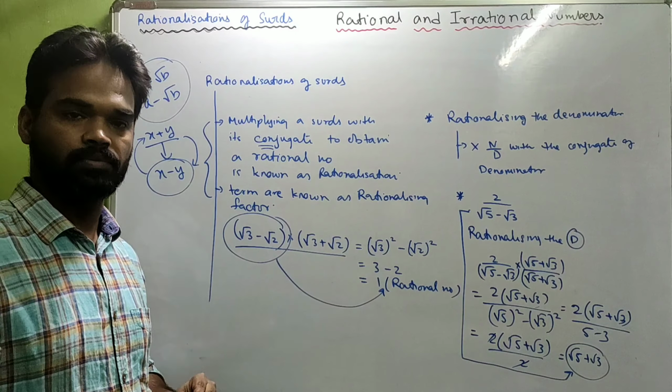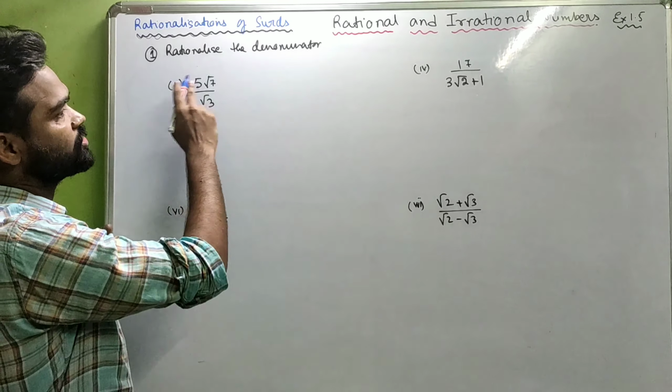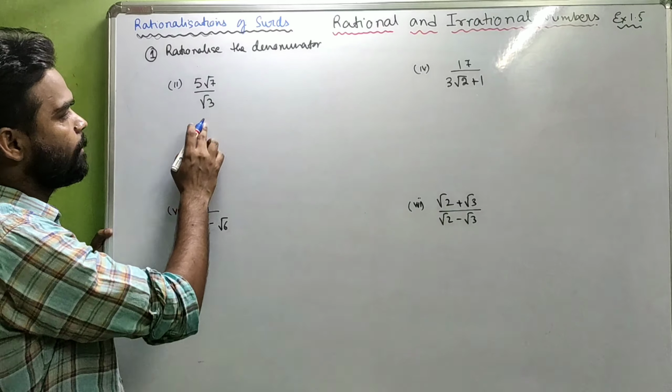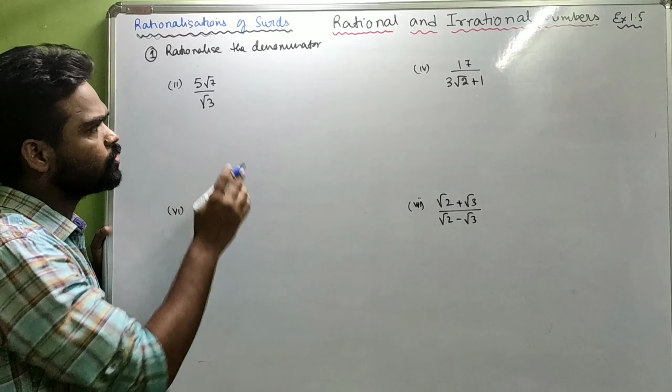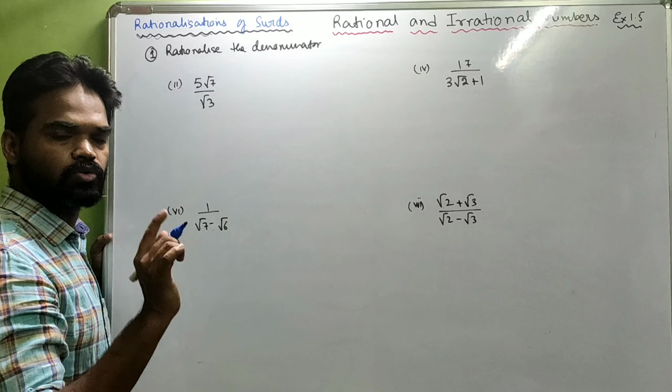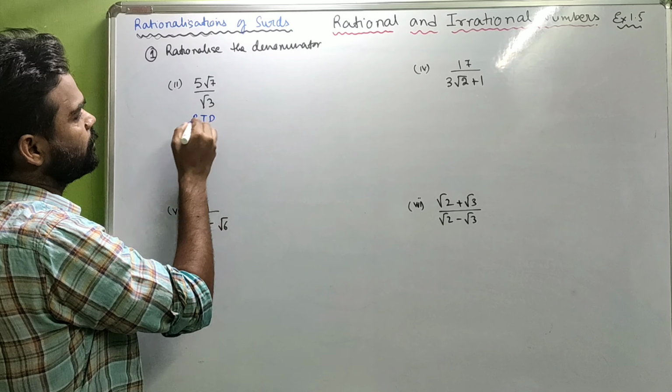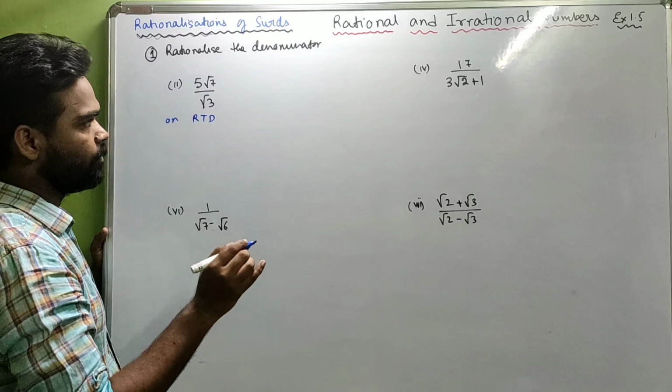Okay. Let us look at the exercise from this part. Now look at sums from exercise 1.5 ML Aggarwal. Rationalize the denominator. 1 part 2. They have given 5 root 7 by root 3. In the denominator, there is only one term, root 3. So what we'll do? Rationalize the denominator. On rationalizing the denominator, what we'll get?